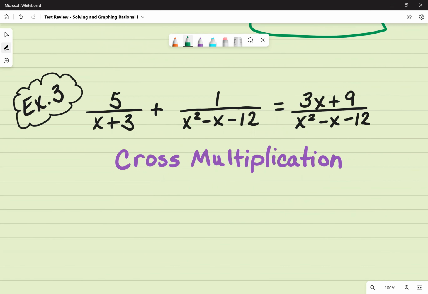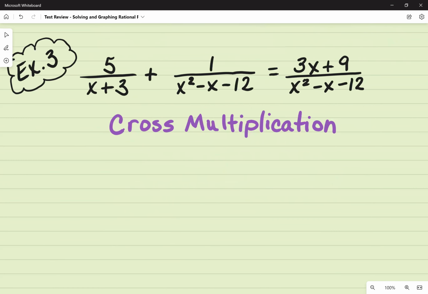Example 3 is using the cross multiplication method. And this is the way I would look at it.